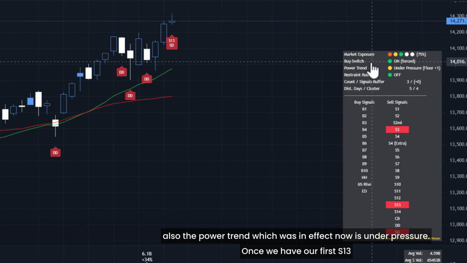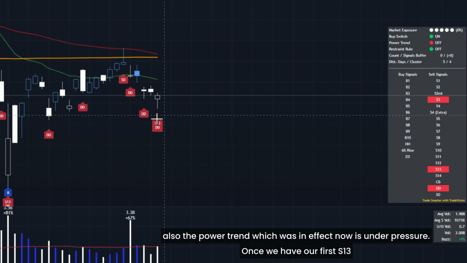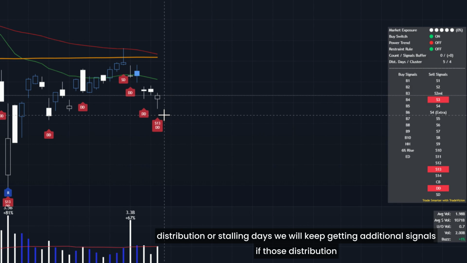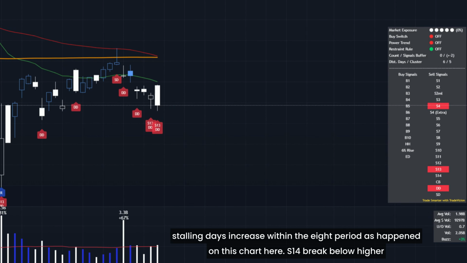Also the power trend, which was in effect, is now under pressure. Once we have our first S13 signal, which corresponds to a cluster of 4, because within the last 8 days we have at least 4 distribution or stalling days, we will keep getting additional signals if those distribution and stalling days increase within the 8-day period, as happened on this chart here.